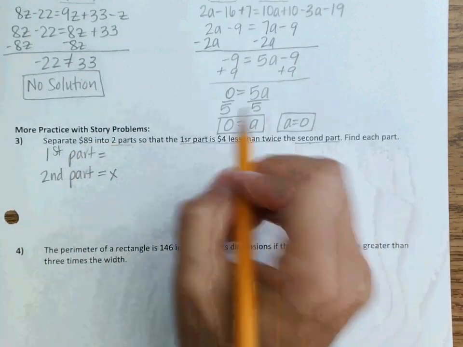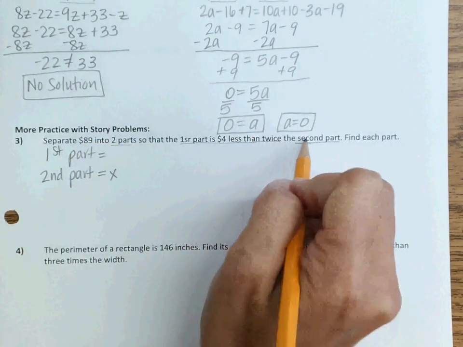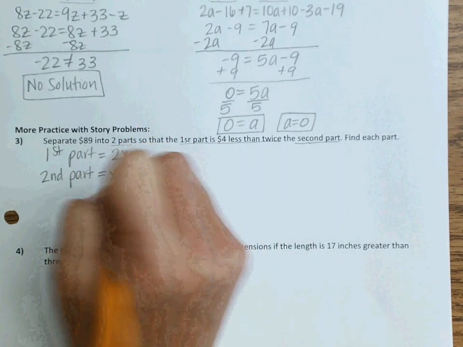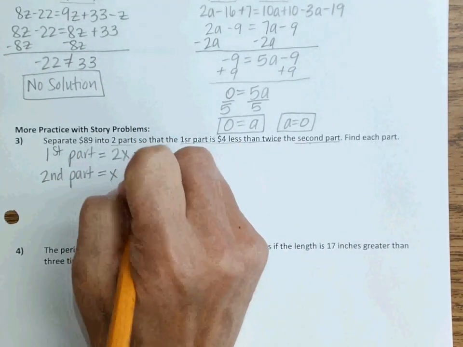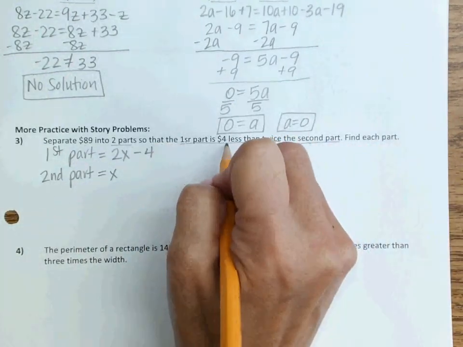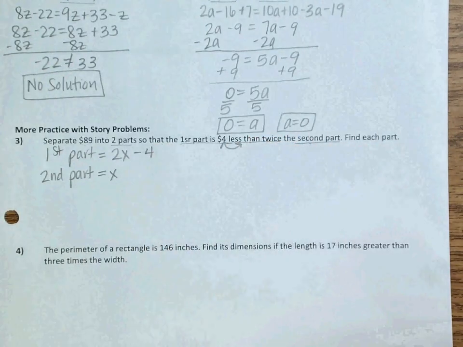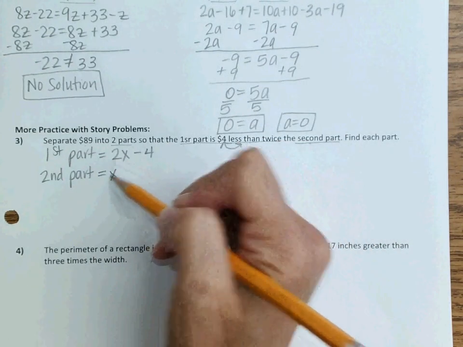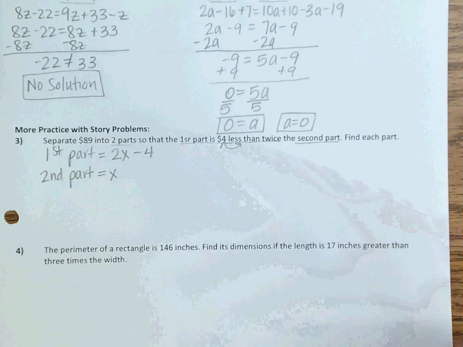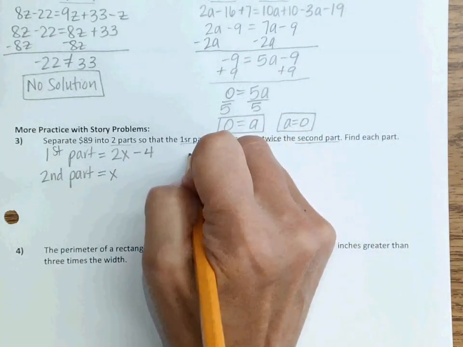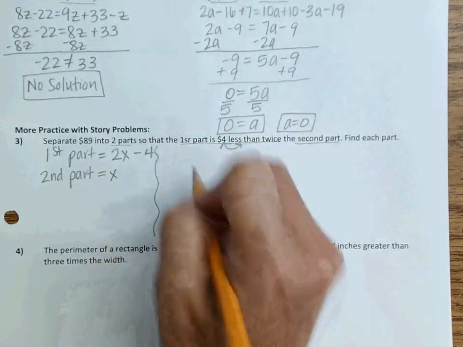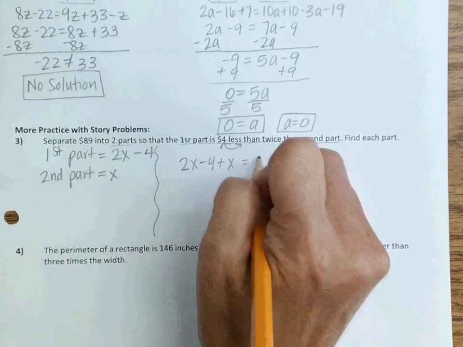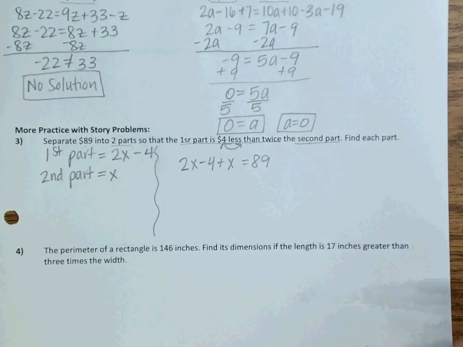Okay? And that first part is 4 less than twice the second. So if the second is x, that's 2x. Remember, less than is going to always be minus 4. It's that flip around. Okay? That flip around. Now, these two parts add up to 89, and that's how we're going to create that equation. So 2x minus 4 plus x is equal to 89, and now we'll go ahead and solve this.